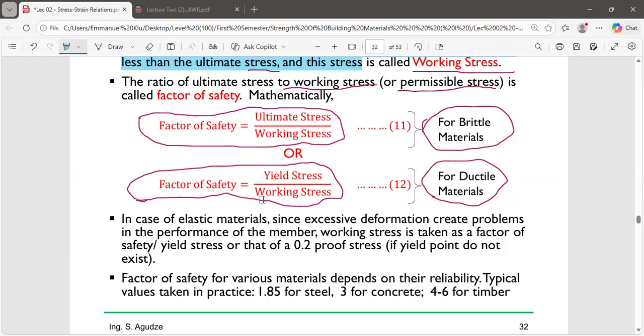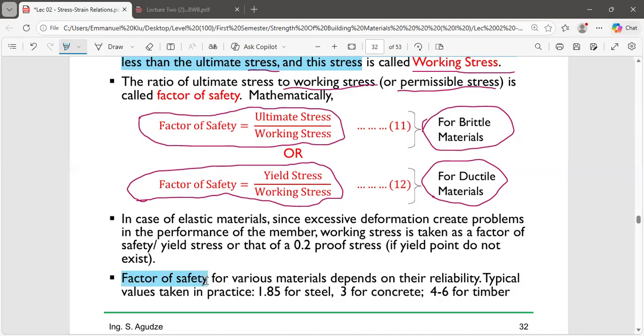No, if you want to calculate, you have to be specific. Working stress for which material? For brittle or ductile? Ductile material. Okay, so you can now come again with what you were saying, so that we can all understand what you are saying better.